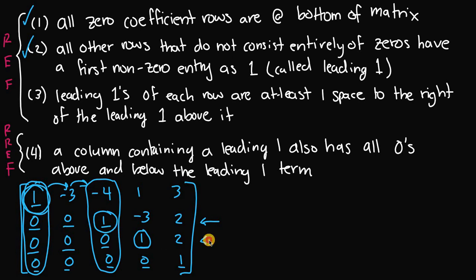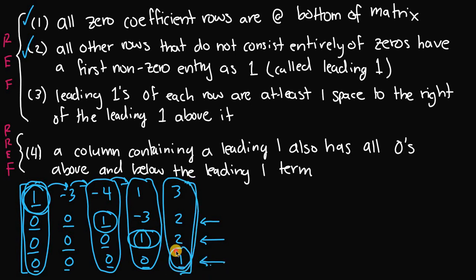How about for the third row? Well, this leading one is in column number 4, and it is at least 1 column to the right of the leading one term above it. And finally, for this last row, the leading one term here is at least 1 space to the right of the leading one term above it. So that's good. Well, it satisfies all 3 rules, so we can temporarily say that this matrix is in row echelon form. Now, if it also satisfies rule number 4, then this matrix is in reduced row echelon form.